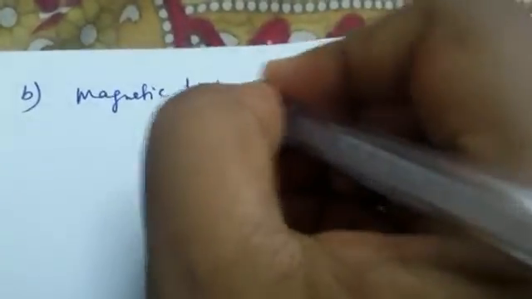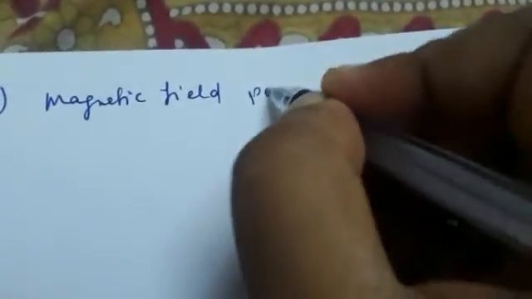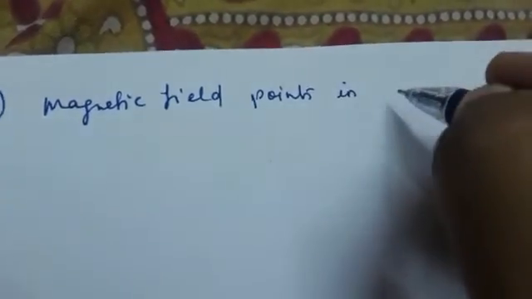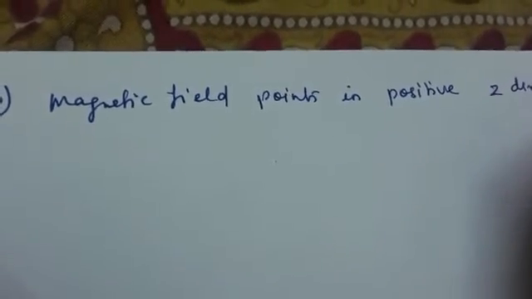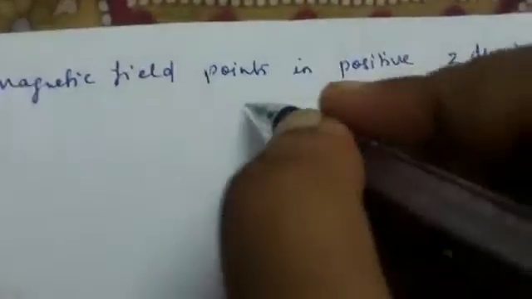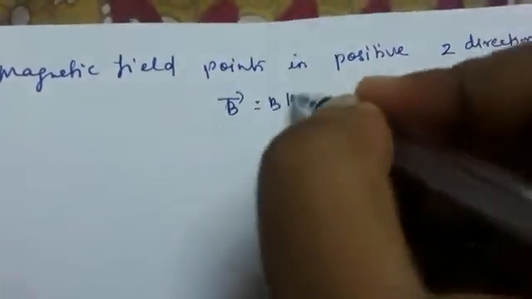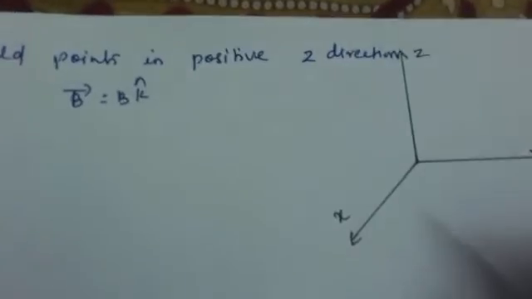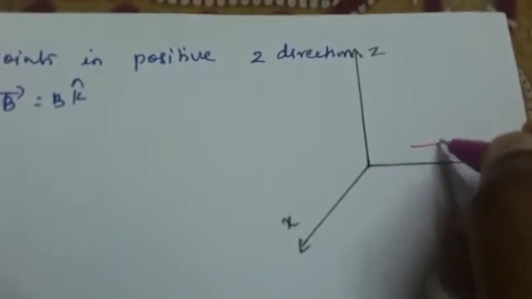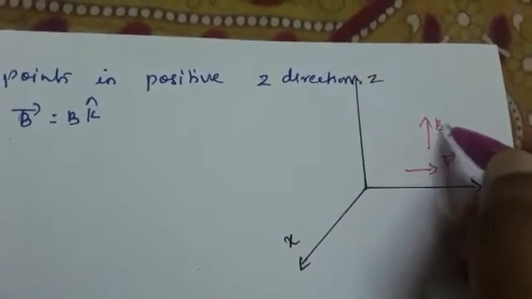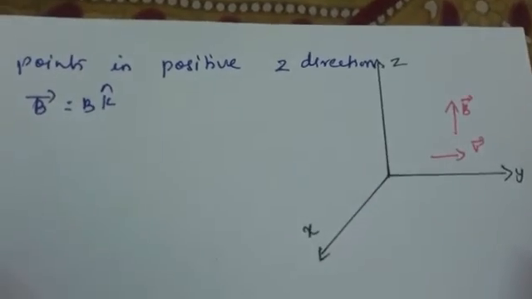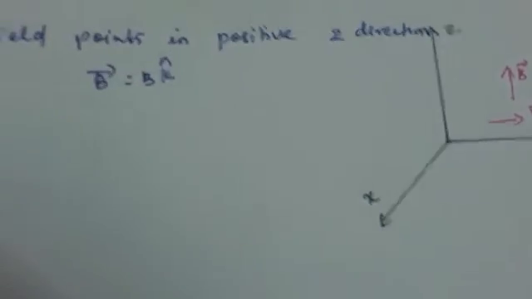Now coming to the second case, B. Here the magnetic field points in the positive z direction. So the magnetic field is B vector equal to B times the k vector. Now we'll draw it here. The velocity of the particle is in the positive y direction, but the magnetic field is in the positive z direction. So this is the direction. Now we can go for writing the Lorentz force.